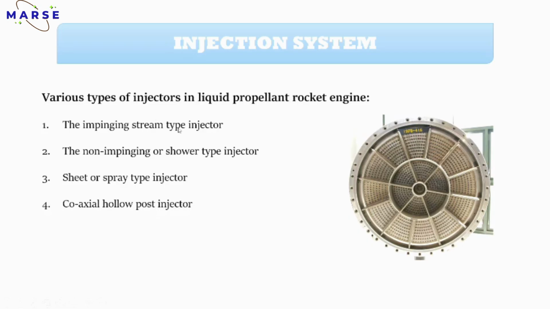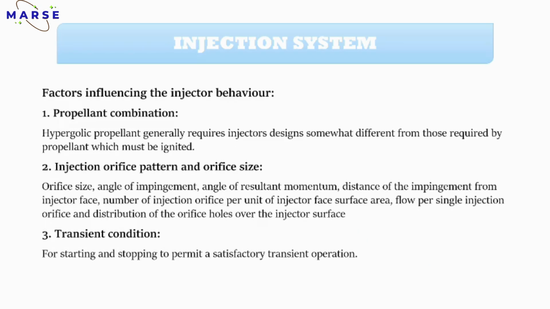First one is the impinging stream type, then non-impinging or shower type. Non-impinging means it will go parallelly. Then sheet or spray type and coaxial hollow post injector. So these are some types of injectors we use in the liquid propellant rocket engine. Got it? Next we will go for the factors that influence the injector behavior, like the impinging part, the orifice part, and the propellant combination. There are so many factors.